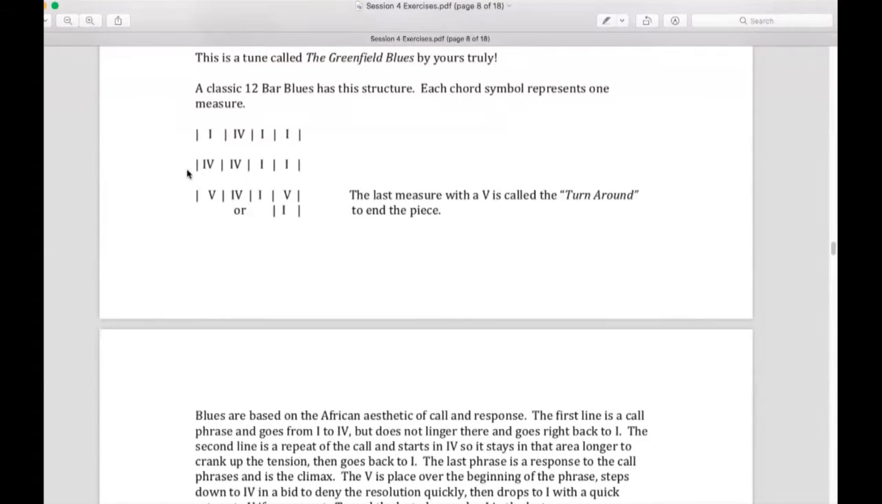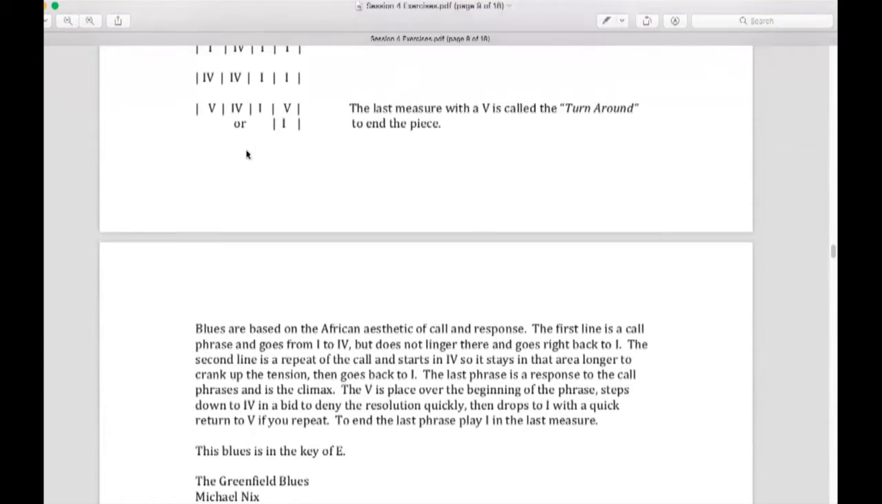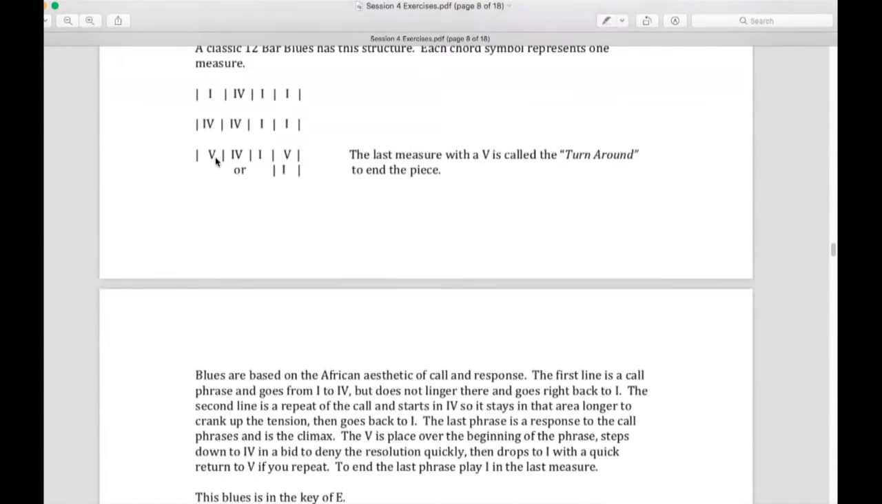The second line always goes to 4, and it goes 4, 4, 1, 1. So that's your place of intermediate tension. So there's a long intermediate tension right there. And then the last line goes to 5 right here. So the climax is at the first measure of the last line. And then instead of going right down to 1, it goes through 4 to kind of let you down gently.